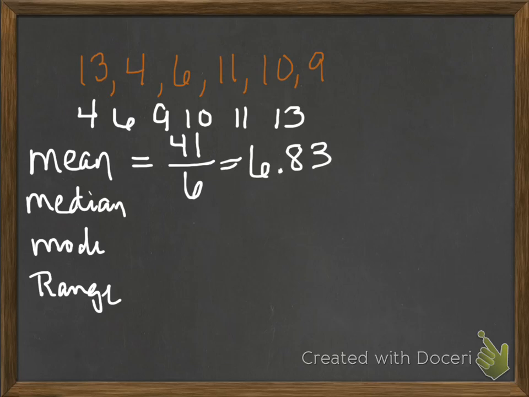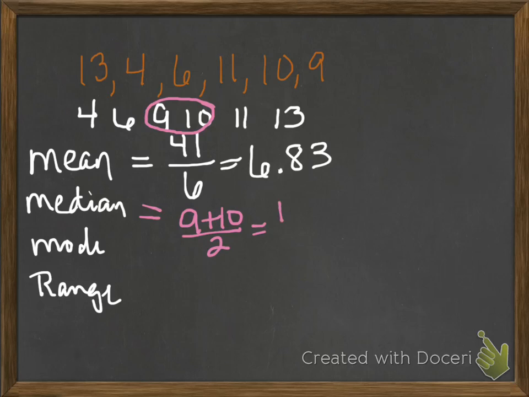Now here we have 6 numbers, so I don't have a number directly in the middle. But I do have 2 numbers that are in the middle. I have 9 and 10. Those are my middle 2 numbers. When you have 2 numbers that are in the middle, you have to find the average of those 2 numbers. So I'm going to take 9 plus 10 and then divide by 2 because there's 2 numbers.